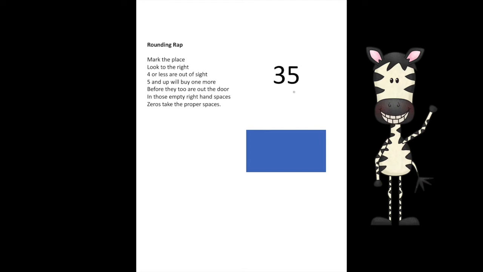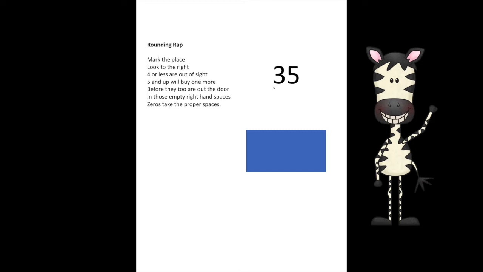place. So what you're going to do is you're going to look at the number that you're asked to round, which is 35, and you're going to find the number that's in the tens place. So in this case, the digit that is in the tens place is the 3. So when you are doing the rounding, the wrap goes like this.